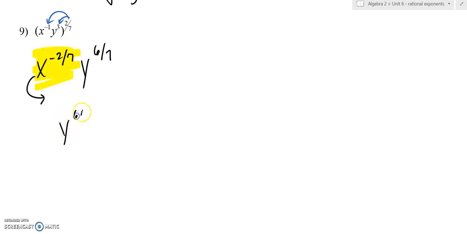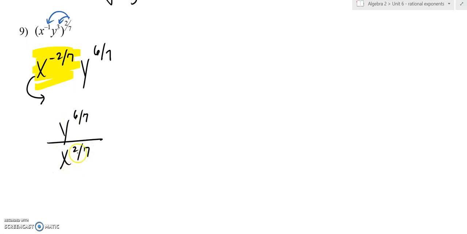Last one here. Let's distribute just like we've been doing to all the pieces on the inside. I get x to the negative 2/7, y to the 6/7. I don't like that negative exponent, so I'm going to move it down to the bottom. I get y to the 6 over 7. And then I have x, now it's positive, 2/7.